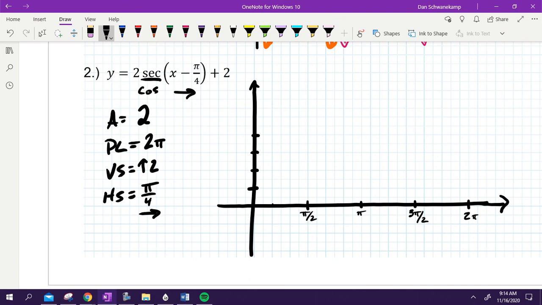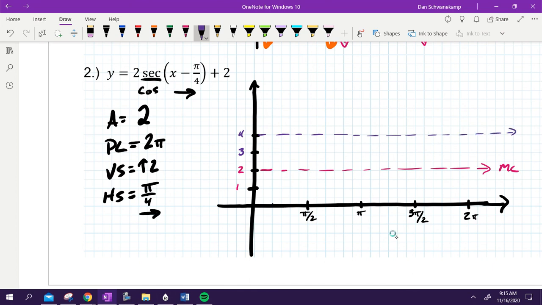Herman, what am I going to put next on here? Sure. Where's my middle line going to be? At 2. Good. So we're going to go to 2. And that's going to be our midline because that's our vertical shift. Cool. So I got that midline there. And then I'm doing top and bottom. Sam, where's my top line going to be? At 4 right here. That's my top line. Your bottom line? At 0. So top and then bottom is right there at 0.